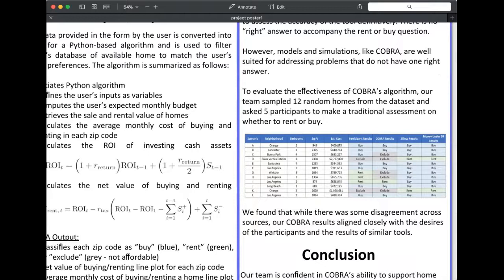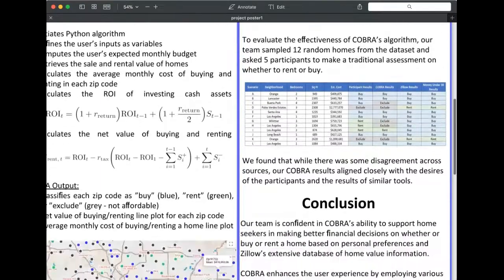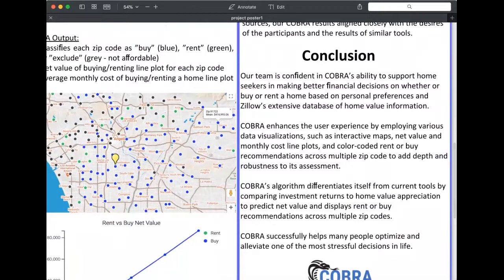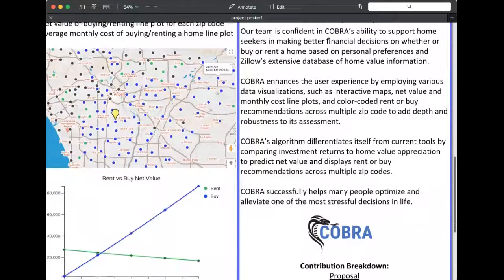Our method aligned with the users more often than did the other tools, and it also accounted for an out-of-budget option while the other tools did not. Overall, we feel that COBRA makes a data-driven and useful recommendation. We feel that our tool could be expanded to other cities and be a useful contribution to the world of home buying.